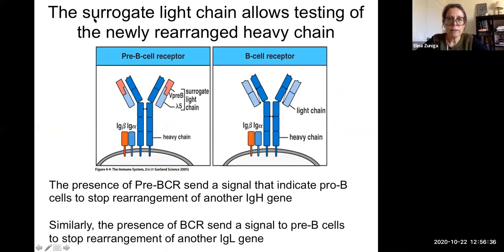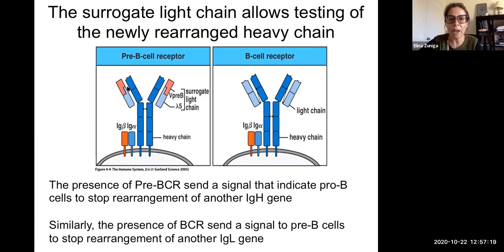Okay, so this is more of what I mentioned about the surrogate light chain that basically stabilizes the heavy chain and allows the heavy chain to be expressed as part of the pre-BCR on the surface of the developing B cell, and allows then the testing of the heavy chain, that the heavy chain was successfully rearranged. Because remember, in these rearrangements of immunoglobulin, there is also incorporation of nucleotides without template, so it may be in frame or may not be in frame, and so this rearrangement may be productive or not.